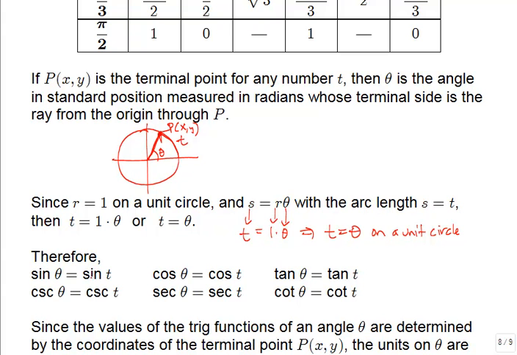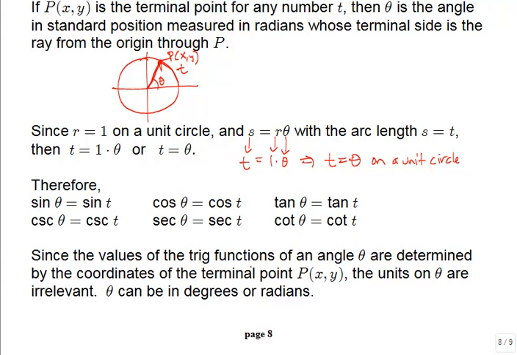So when you talk about sine of t, this distance around your circle, you could also be referring to sine of theta, that central angle in between. And cosine of t is the same as cosine of theta, tangent of t is the same as tangent of theta, and so on.